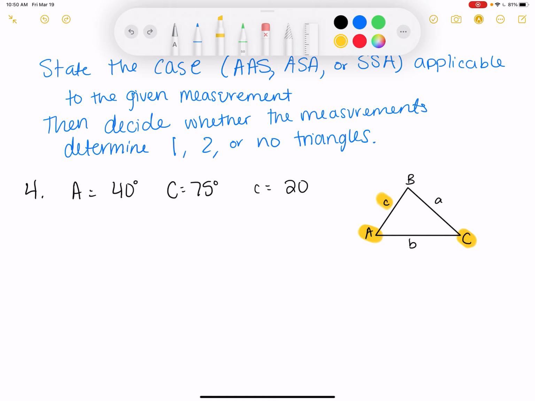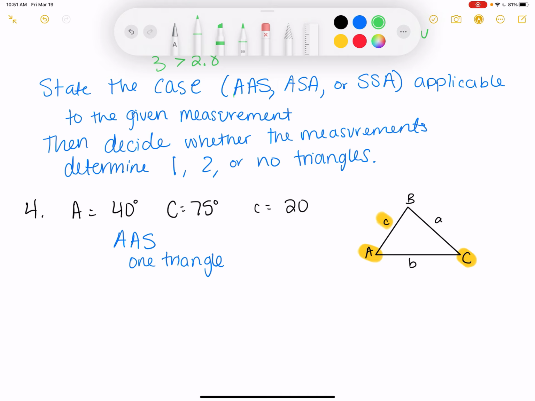Okay, so in this case, I have an angle, I have an angle, and I have a side. So it is angle, angle, side, and that means how many triangles? One or none? One triangle.